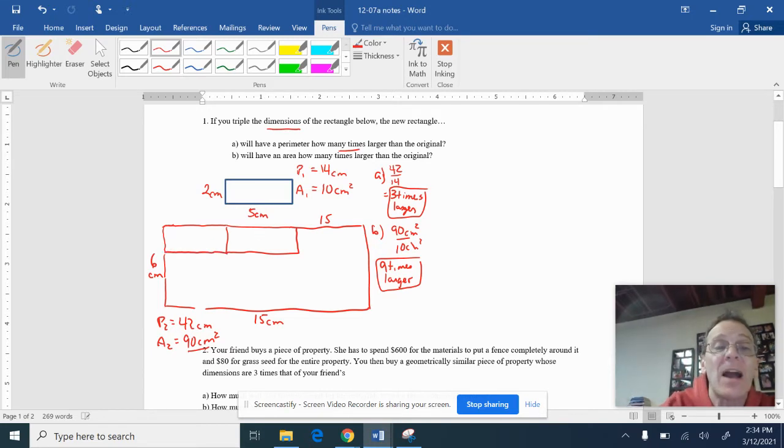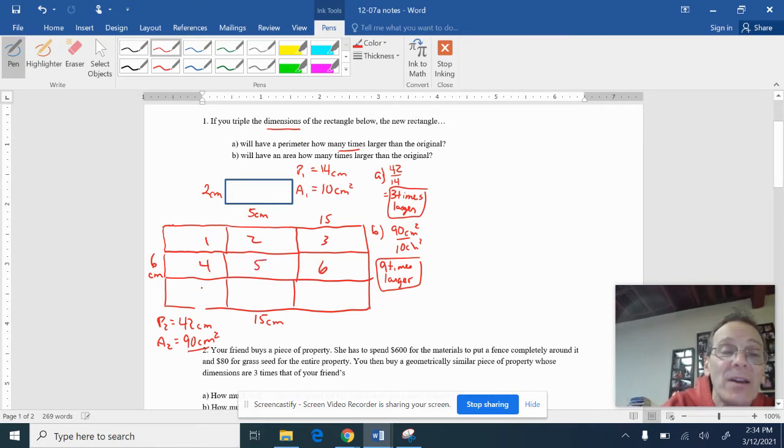Here's another copy of the original rectangle, and a third, and a fourth, and a fifth, and a sixth, and a seventh, and an eighth, and a ninth. There are 9 copies of the original rectangle's area within the new rectangle's area. Okay? So hopefully that convinces you, right? Whereas the perimeter is only 3 times as large.